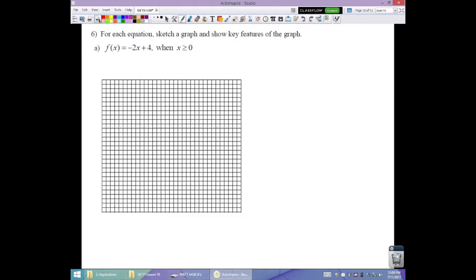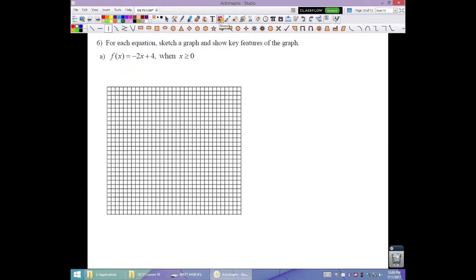Number 6, we're going to graph this equation and show key features. We'll just talk about those a little. So first, we need to decide where we want to locate our x and y axes. Now this is a linear function. It doesn't have any large numbers. The slope's not large. The y-intercept isn't large. So I'll just kind of center my axes in the grid.